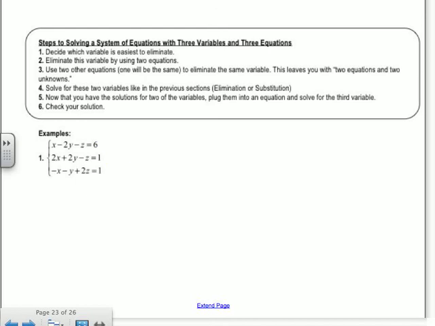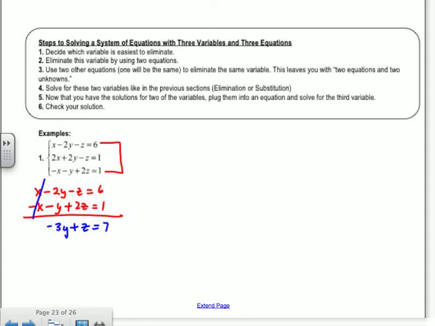Can you combine the first two and then combine the third? What do you mean? Combine these two and then use the third? Yeah, so we're not going to do all three at once. We're going to do two at a time. All right, so let's say we're going to do the first and third equations. So I'm going to have x minus 2y minus z equals 6, negative x minus y plus 2z equals 1. Add straight down. X's go away, which is what we wanted. I have negative 3y plus z equals 7. That's a new equation with just y and z in it.